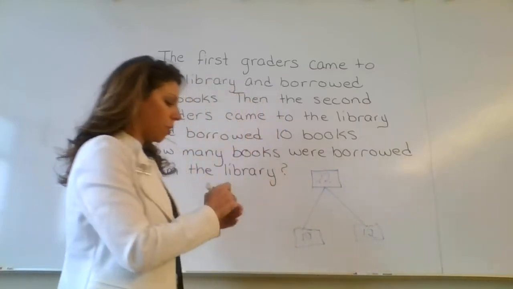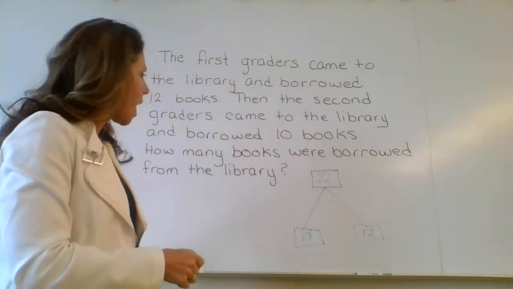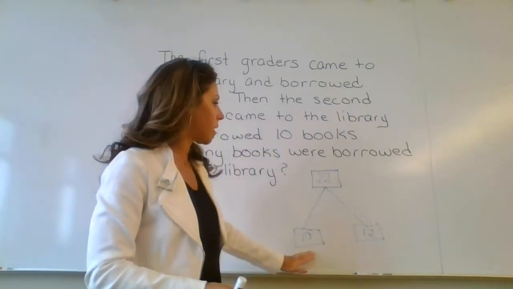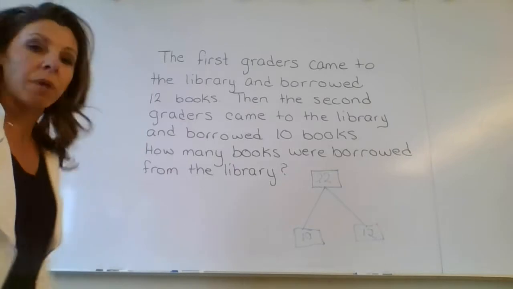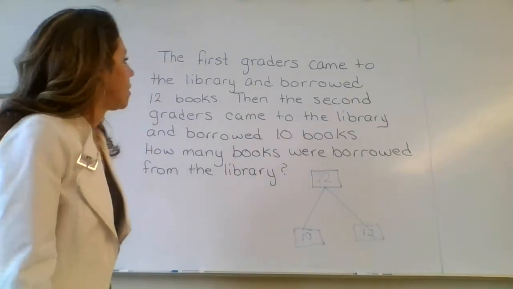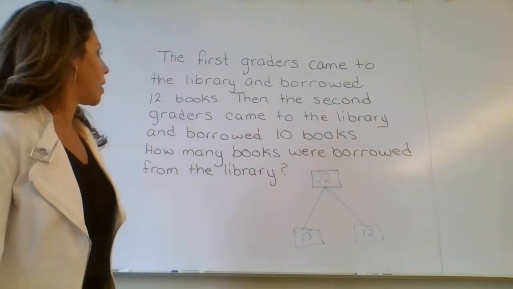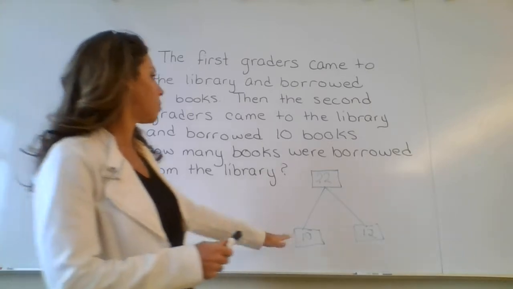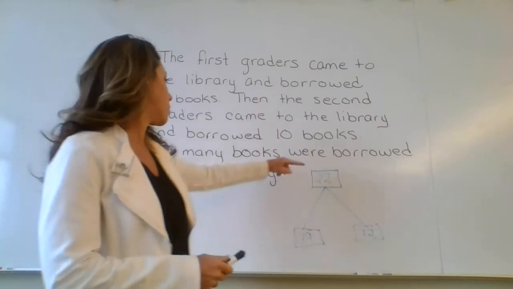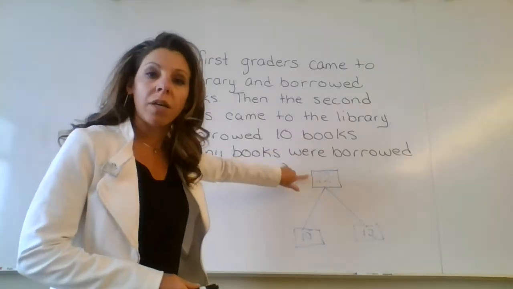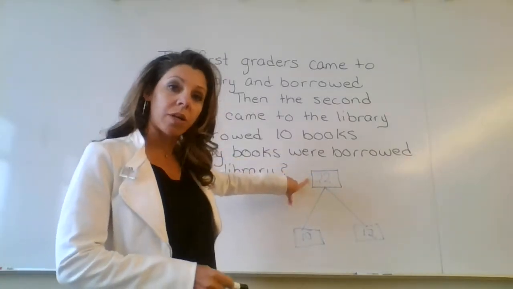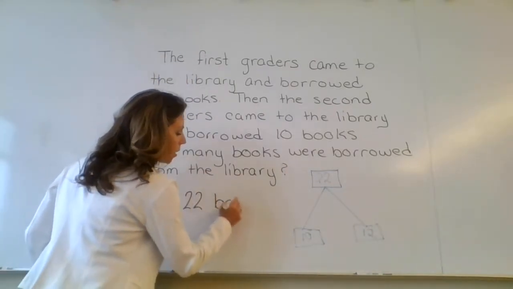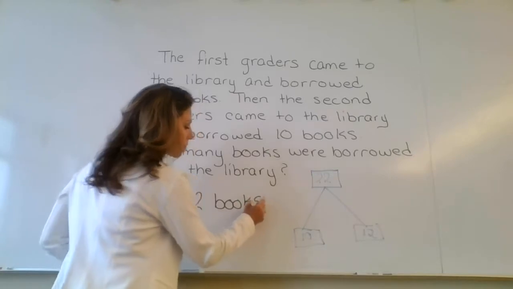So my third read might be now deciding to read it again, make sure that I have my partners in place, and what am I going to answer? What question am I answering? The first graders came to the library and borrowed 12 books. The second graders came to the library and borrowed 10 books. How many books were borrowed from the library? So now I can go back and look, does this answer my question? There were 22 books borrowed from the library.